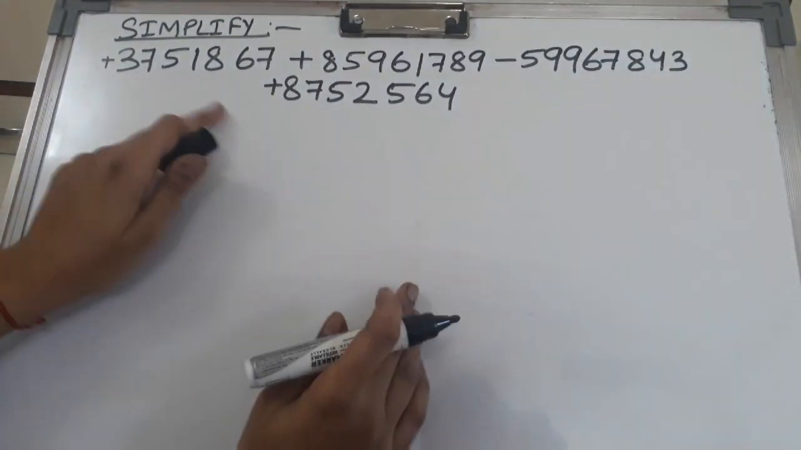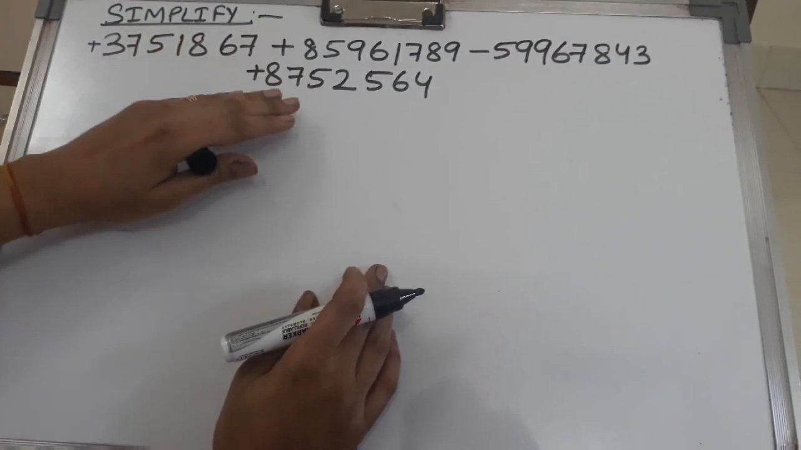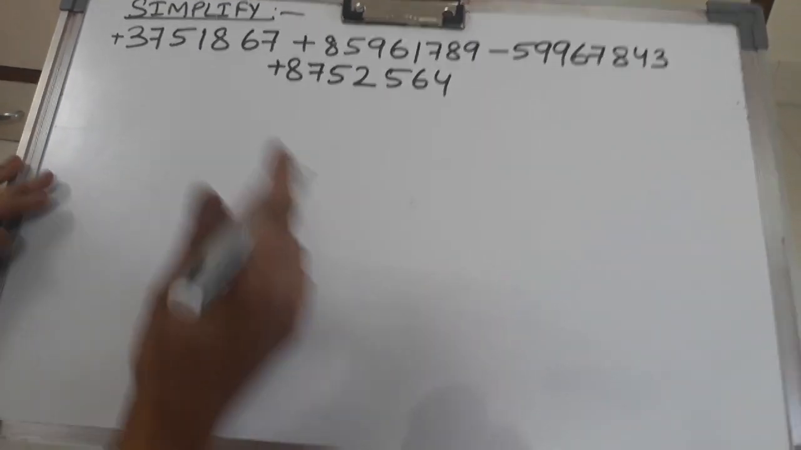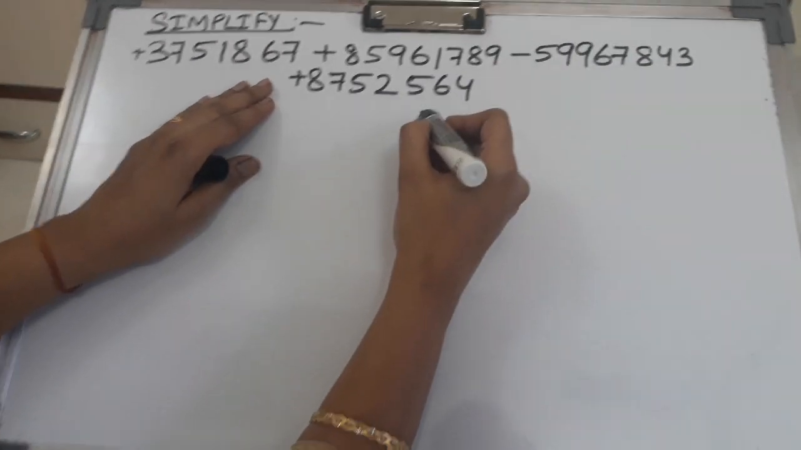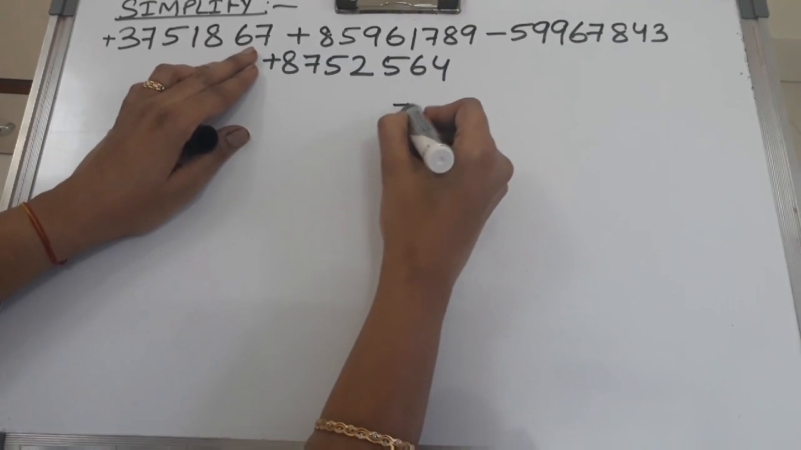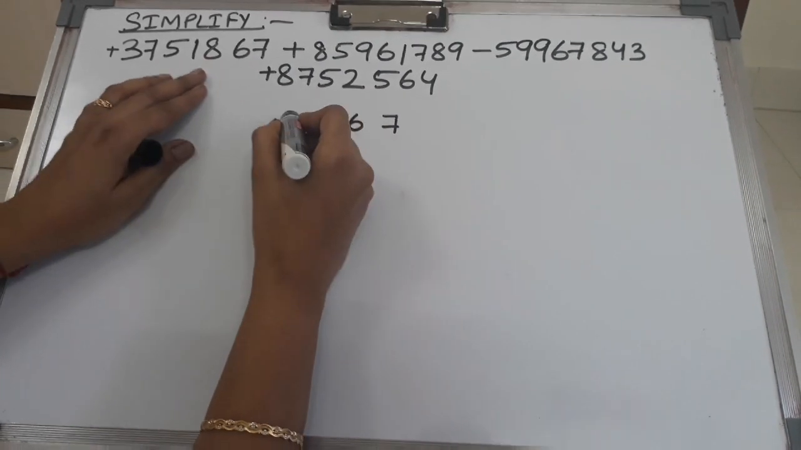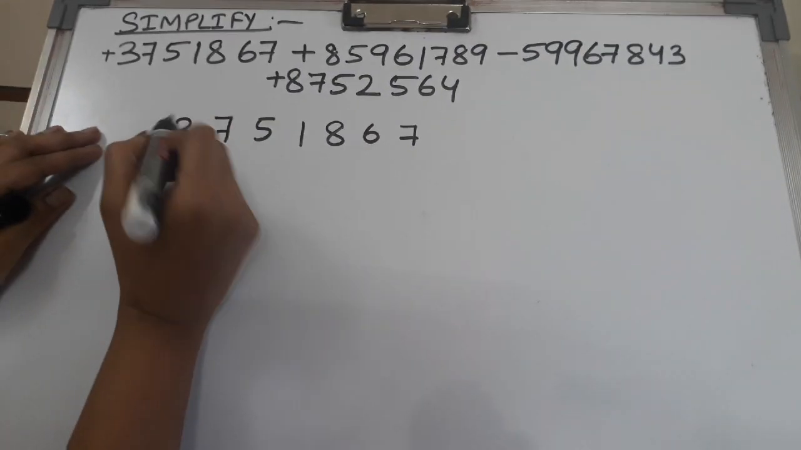Okay, so what we will have to do in this type of question, first we will write all the addends. All the addends means the numbers which we have to add. Okay, so where do we have to start? We have to start from the ones place value. So let's start: 7, 6, 8, 1, 5, 7, 3.